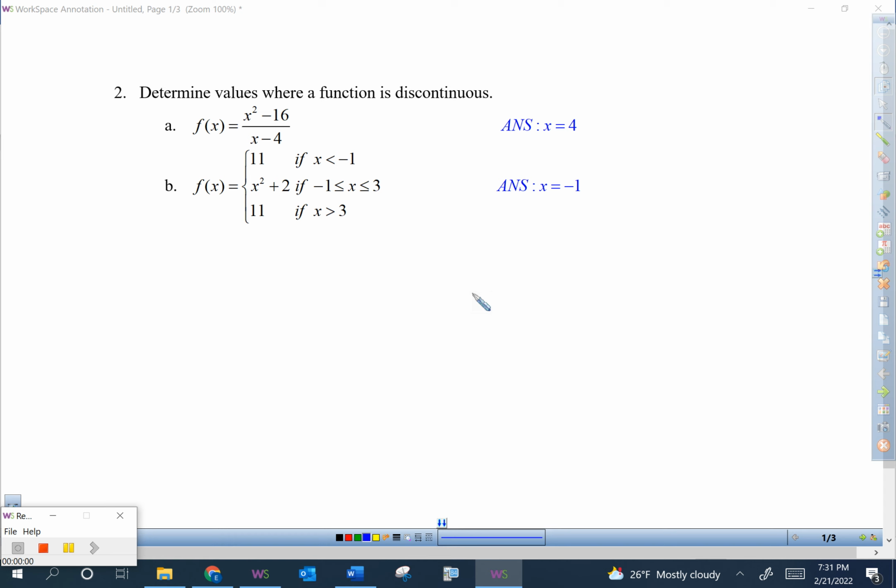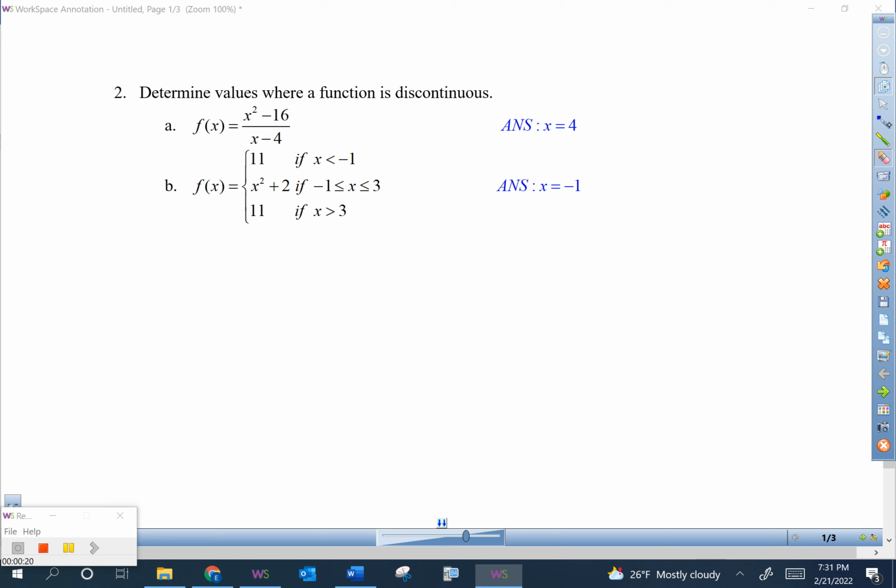All right, the second question on the concept list is asking to determine values where a function is discontinuous. The most common examples of these are where you have a function that has an expression with x in the denominator, or a piecewise function. So we're going to walk through these two types and show you what to look out for.